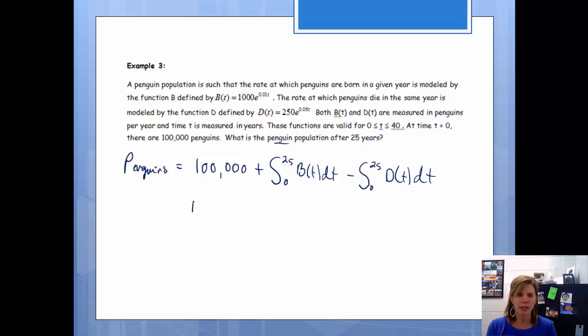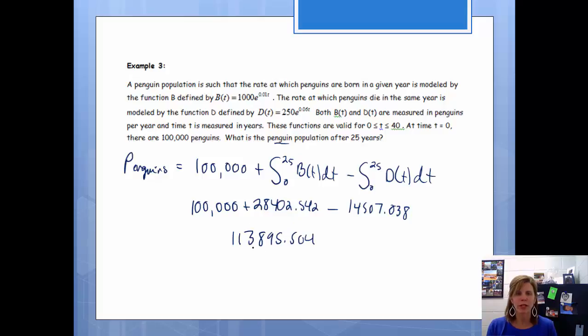Now from here, I'm just going to go ahead and calculate. I have 100,000. If I use my math 9 button for this one, I will get 28402.542, and then minus, if I do my math 9 for that one, I get 14507.038, and if I add and subtract that, I get 113,895.504 penguins. It didn't say what to round to, so I'm going to keep it at 3 places. Generally, it will say to the nearest penguin, and if it did, it would be 113,896 penguins. And then that would be my answer.